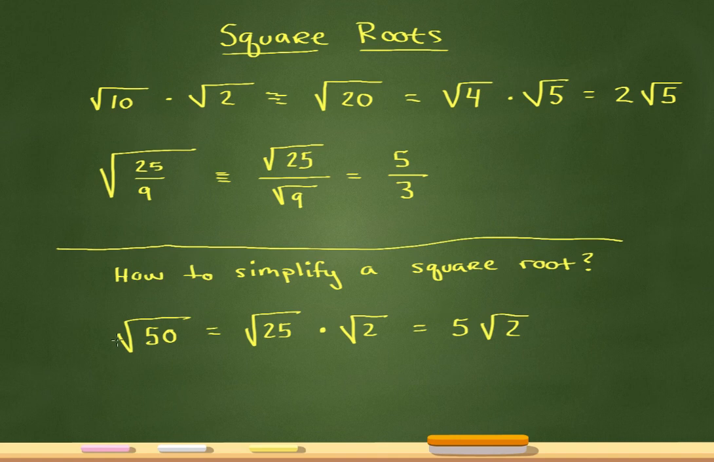So that's basically how I would think about simplifying square roots. Find two factors that you can split it up into, and see if one of those factors you can make a perfect square, so that you can simplify that down into something like 5 root 2.